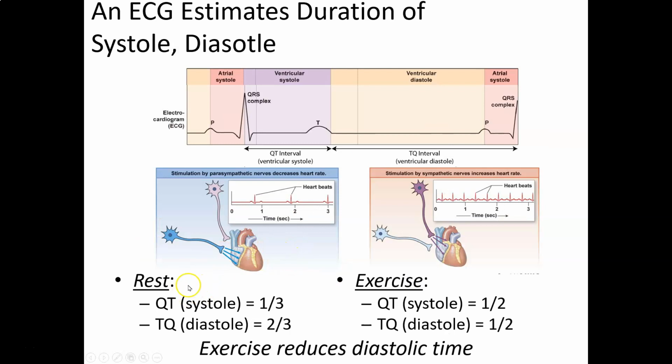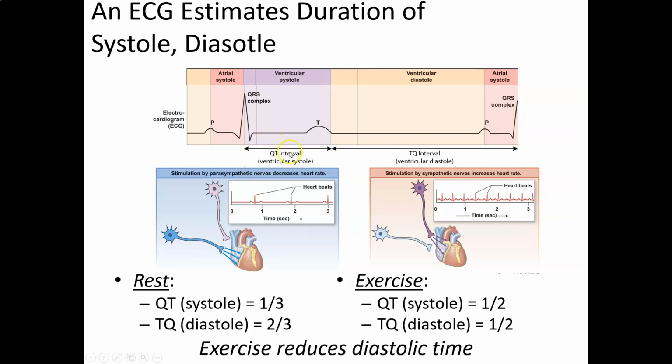So at rest, the QT interval, the easiest way to say it, is that systole is about 1/3 of what the diastole is, comparatively. As an example, we'll look at some data and see that you have this relatively short systolic time and this relatively long diastolic time. When you exercise, that actually changes, and your systolic time and your diastolic time come closer together. Okay? So exercise reduces diastolic time.